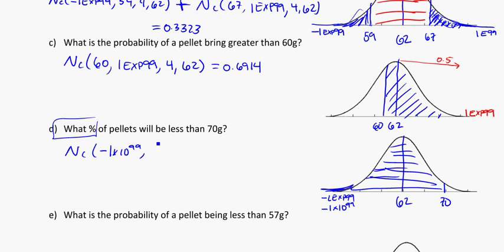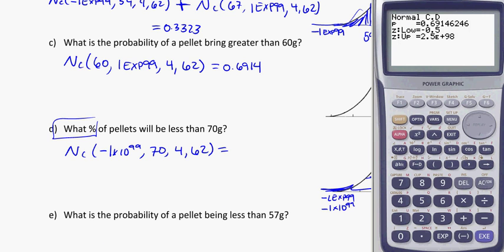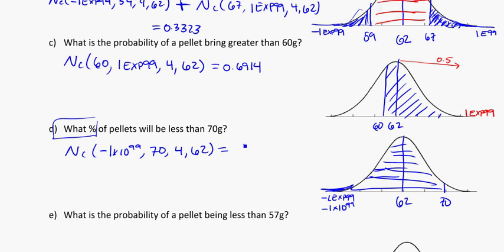Negative 1 times 10 to the 99, or EXP 99. My upper limit here is 70. Standard deviation is 4, and my mean is 62 still. So here, minus 1 EXP 99, my upper limit is 70.